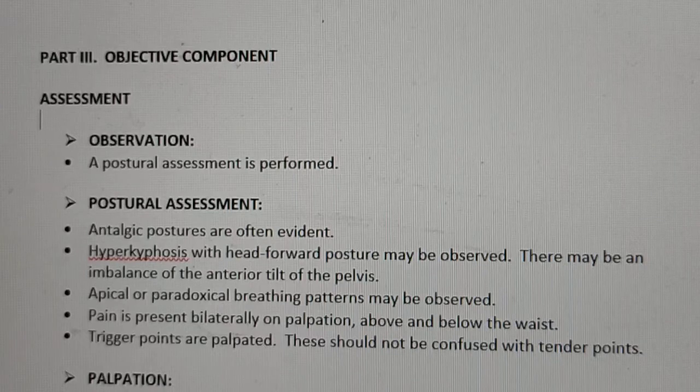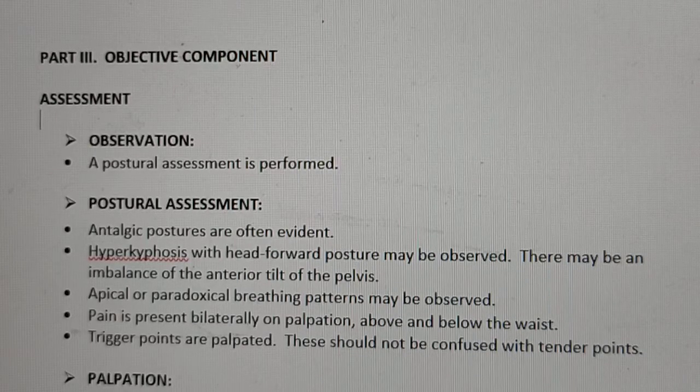Apical or paradoxical breathing patterns may be observed, so there's an abnormality in the breathing. Pain is present bilaterally on palpation. When you palpate on both sides, the client will have pain, above and below the waist. So in the waist area, above and below on both sides, there's going to be pain when you do the palpation.